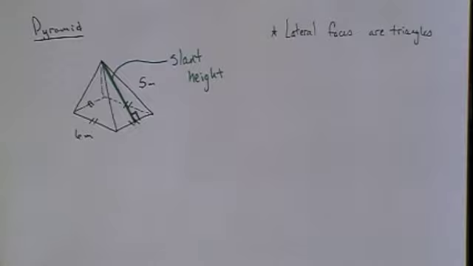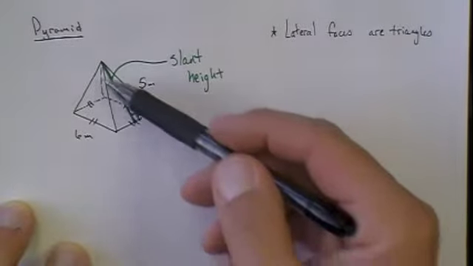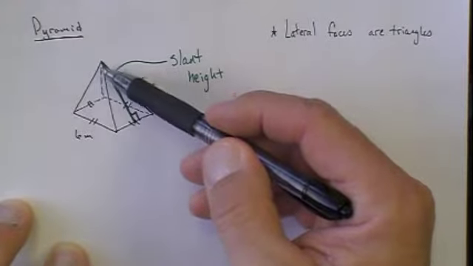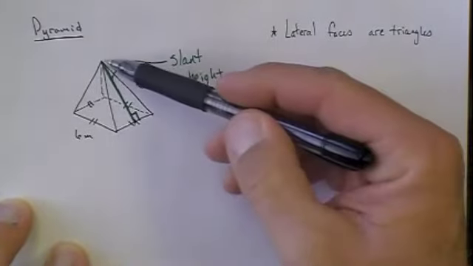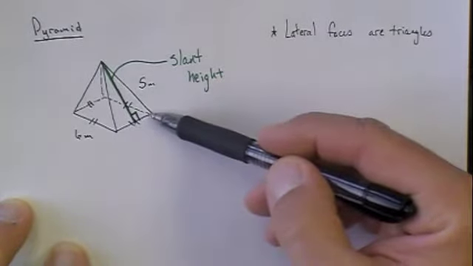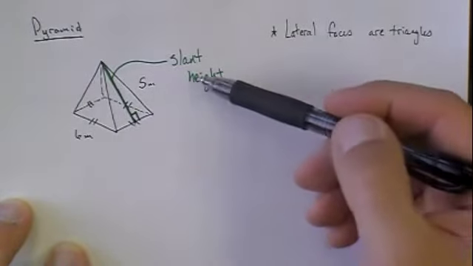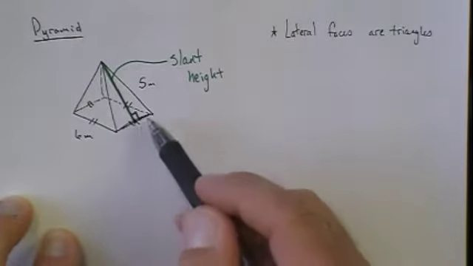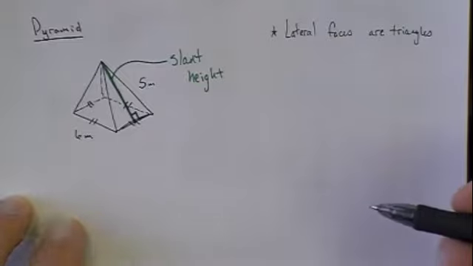To find the surface area of a pyramid, first of all, the lateral faces of a pyramid are triangles. And here we have the slant height. Now it's not the height of the pyramid, right? The height of the pyramid would go from this vertex perpendicular to our base. Here our slant height goes from this vertex perpendicular to this side. So the slant height is the height of our triangle. And then each side of the base would make up the base of that triangle.